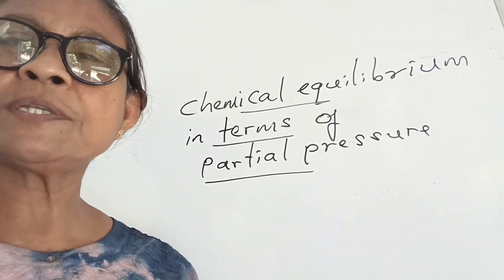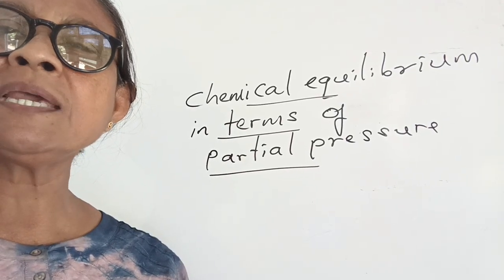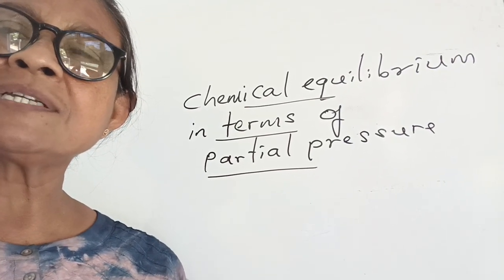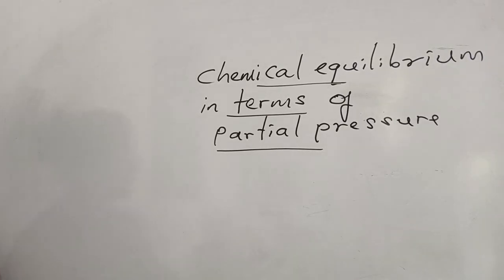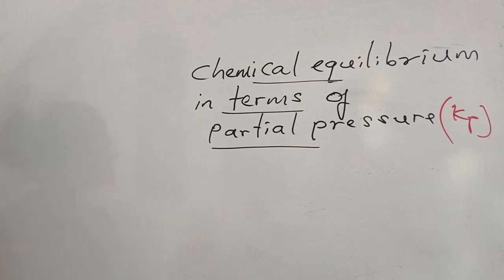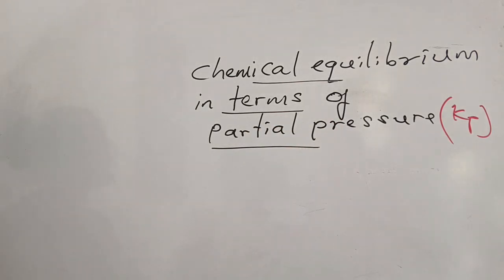In today's video, I'm going to discuss the equilibrium constant Kp, which is in terms of partial pressure. The equilibrium constant in terms of partial pressure is basically introduced for gaseous systems. We get some examples for such gaseous systems.